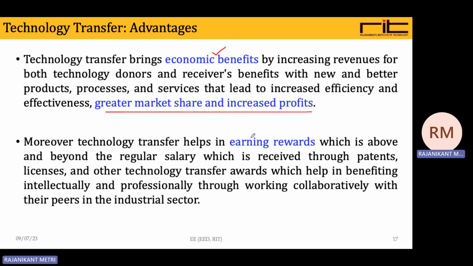Moreover, technology transfer helps in earning rewards also, which is above and beyond the regular salary, which is received through patents, licenses, and other technology transfer awards, which help in benefiting intellectually and professionally through working collaboratively with their peers in the industrial sector. So it benefits the researchers, employees who work on the research and development, or the innovators who do get the royalties from the licensed patents.